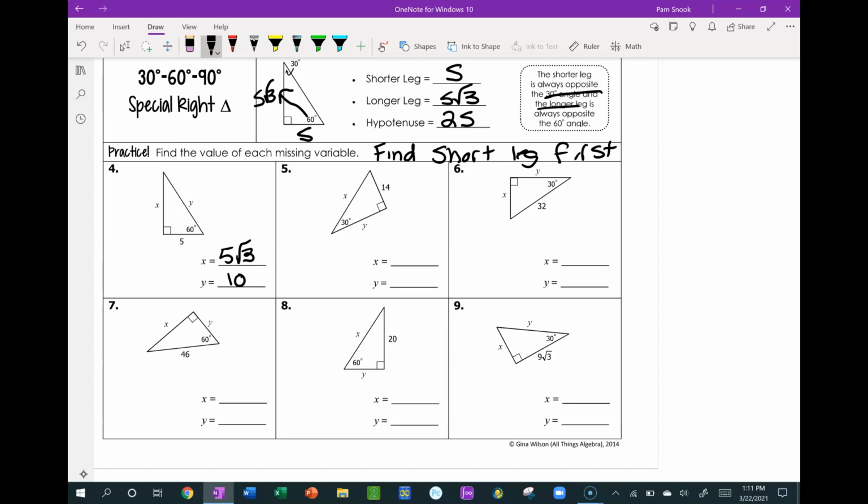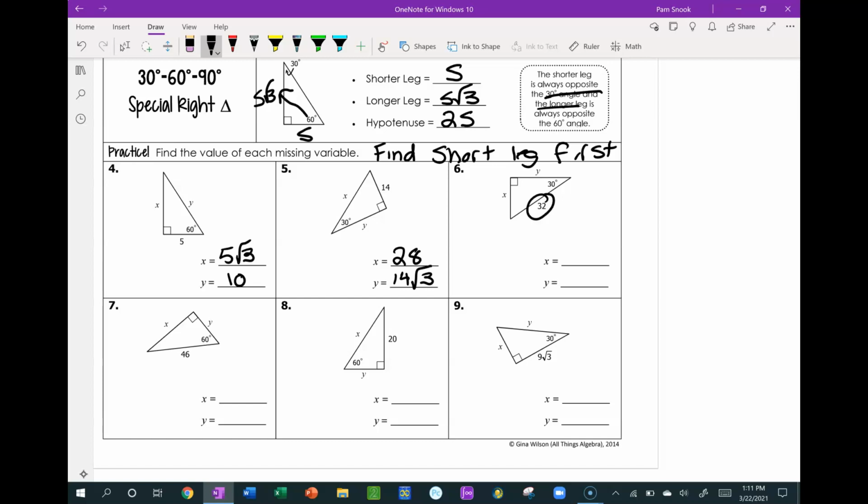Again, I've been given the short leg is 14. This time, X is the hypotenuse, so I'm going to double 14. So I get 28. Y is the long leg, so 14 times root 3. That's done. Now look at number 6.